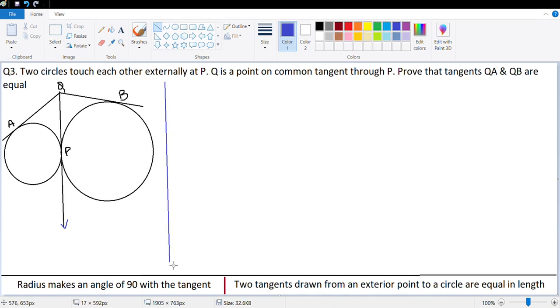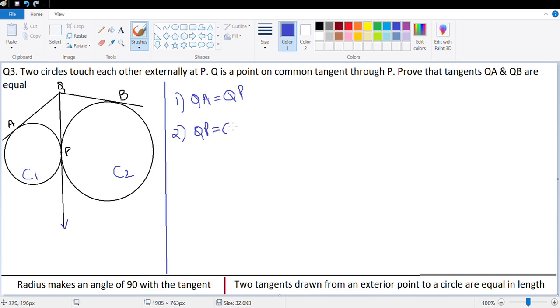And now we will try and use the second property which says from any given point outside only two tangents can be drawn. So if I call this circle 1 and I call this circle 2, the two tangents to circle 1 are QA and QP and they are equal. For circle 2, the two tangents are QP and QB and they are equal. So let's just write that down. Number 1, QA is equal to QP, and the second one is QP is equal to QB.